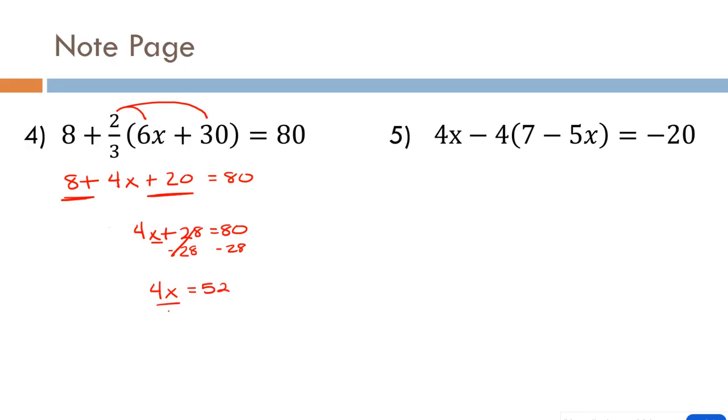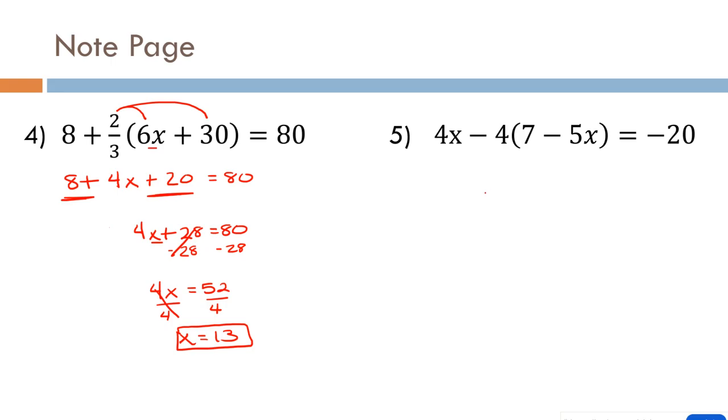And then our last step is to divide by 4 to both sides, getting rid of the coefficient. And that gives me x equals 13. And that would be your solution. Remember to put a box or circle around your solution just so we can find it. Now, to check that problem, you could go back and plug in 13 for that x and simplify to see if we get the same thing on both sides.